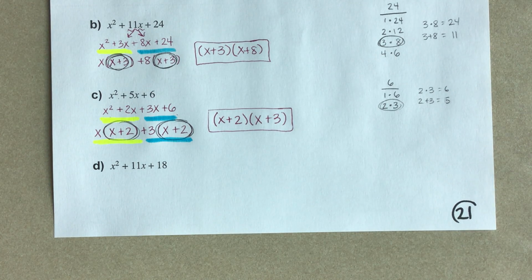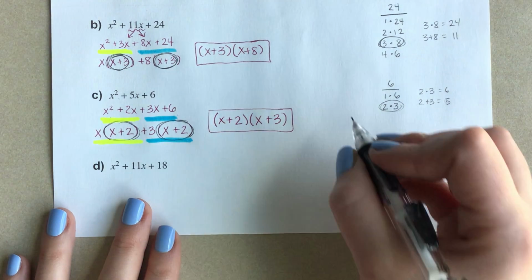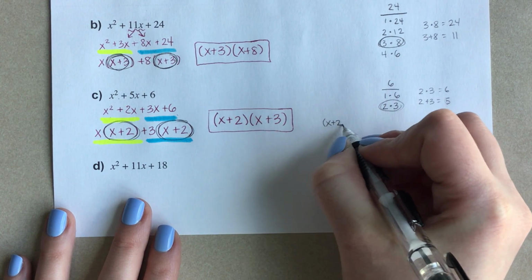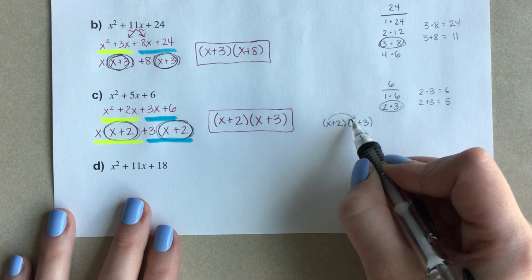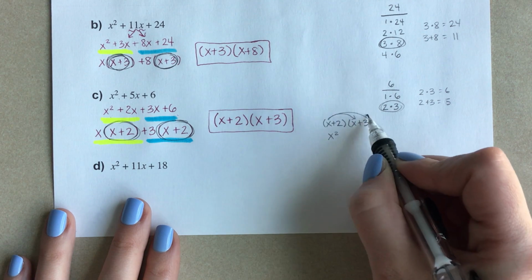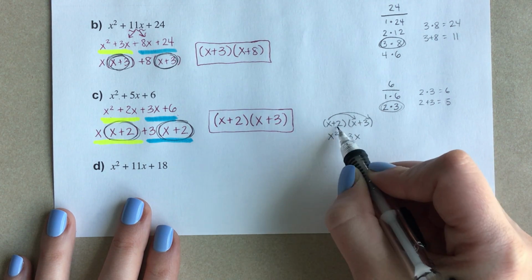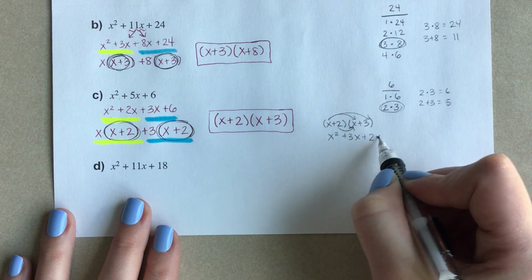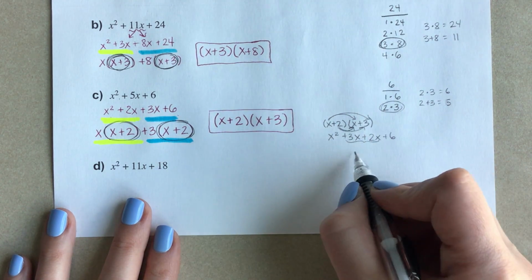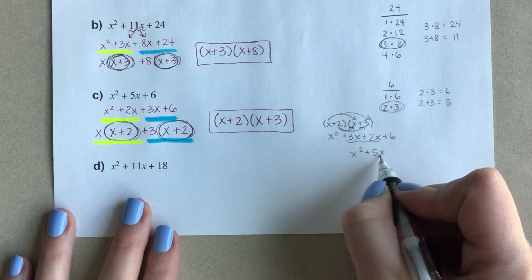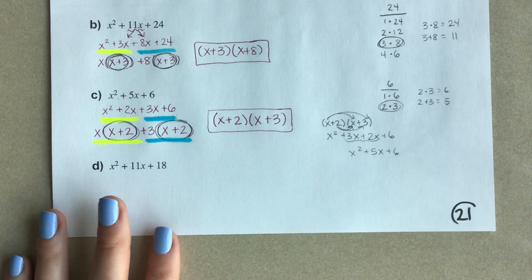But we want to make sure that we have the correct answer. So let's multiply these back out real fast. So I've got x plus 2 times x plus 3. Let's FOIL that. So x times x is x squared. X times 3 is 3x. 2 times x is 2x, and 2 times 3 is plus 6. But when I combine these middle terms, I have x squared plus 5x plus 6, and there's my value.